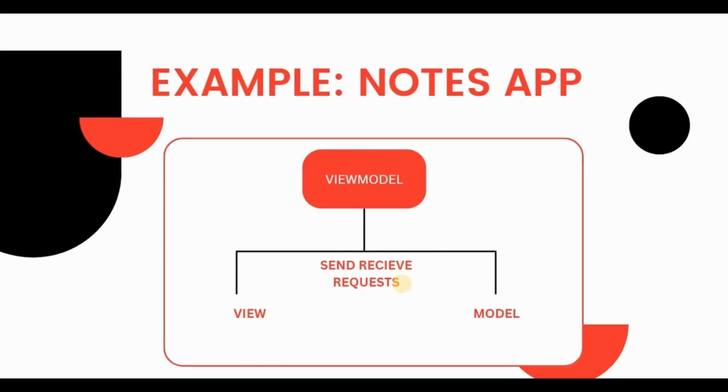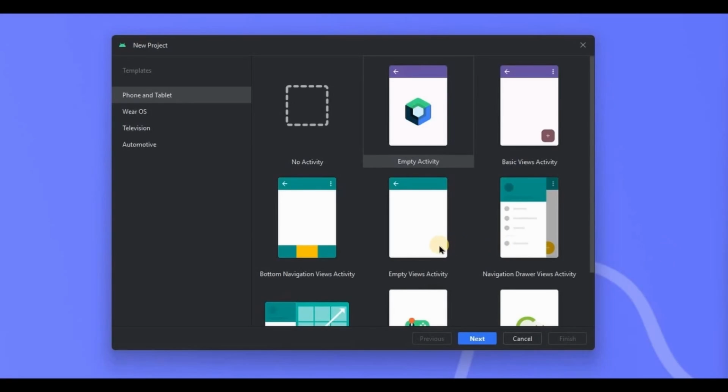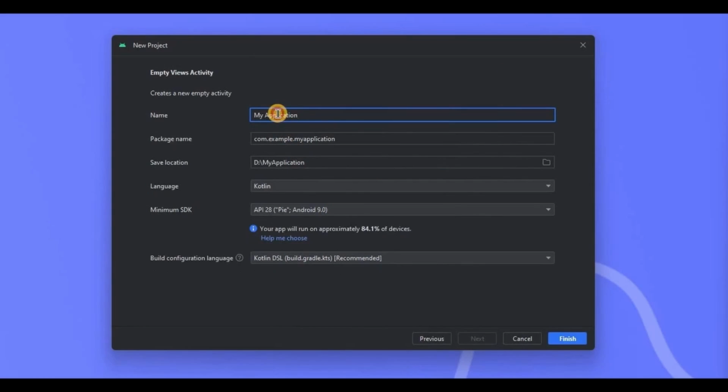This processing can also be done using LiveData. I'll cover this topic in the next video, so stay tuned for that. But for now, let's understand ViewModel in detail through an example. So open Android Studio, choose Empty Views Activity. Name the project as Learn ViewModel.